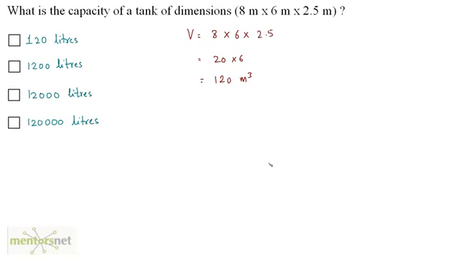Now the answers are given in liters. So let me tell you how much 1 meter cube is in liters. Well, 1 meter cube is basically equal to 1000 liters, right? So what we can do here is convert this into liters by multiplying it by 1000. So 120 into 1000 liters. Okay, so this is 12 followed by 4 zeros. So this is 1,20,000, and that is option number D.